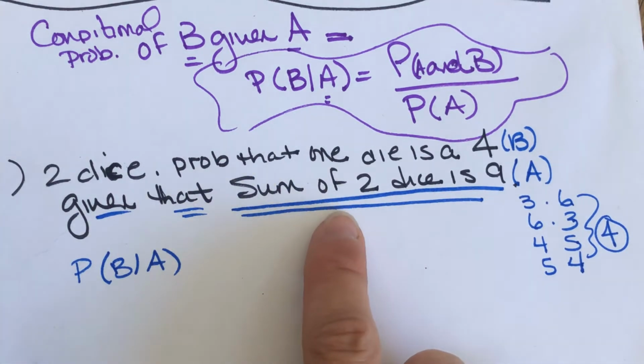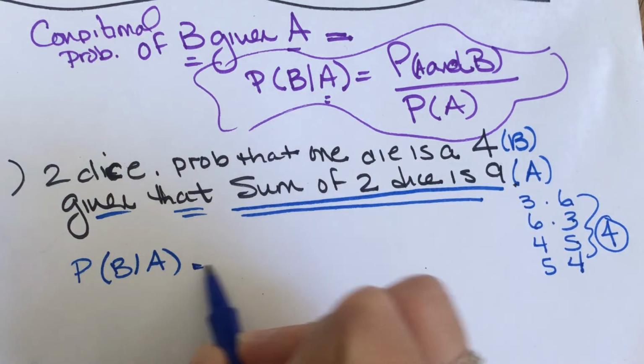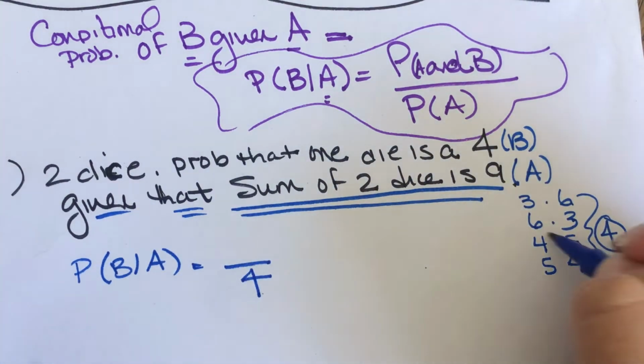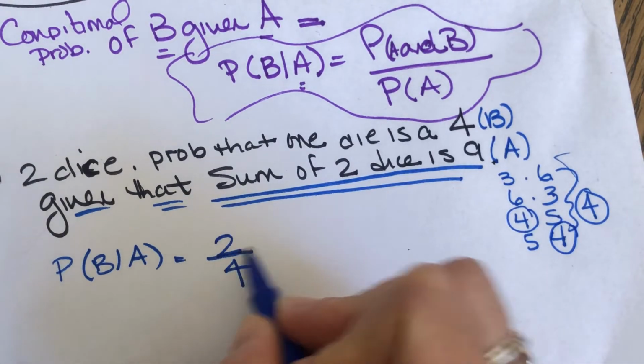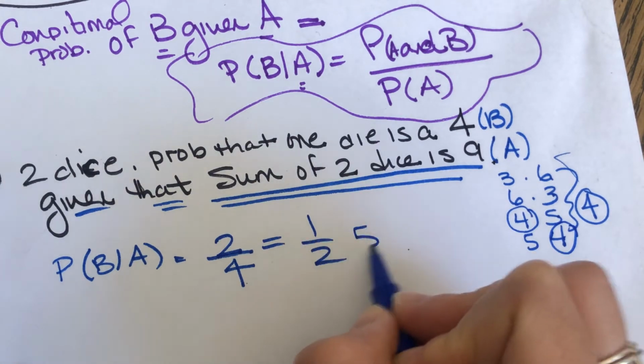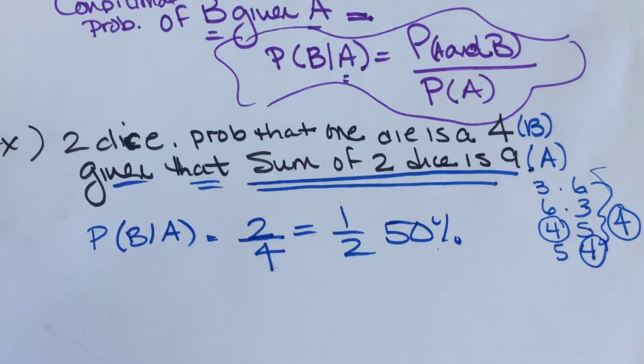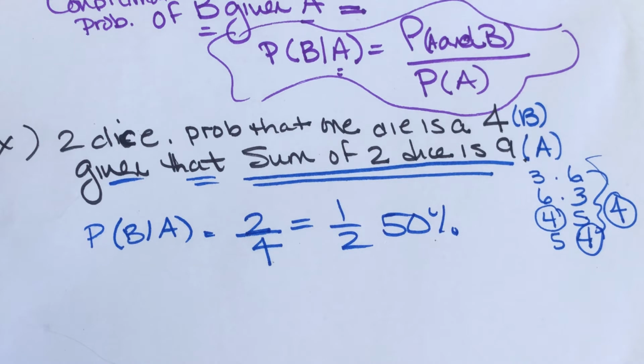So you have to first have this. Of those 4 choices, how many times can you get a 4? 2. So 2 over 4, or 1/2, or 50%. That's it. It's kind of weird, I know, the way it's worded. So there's your first one.